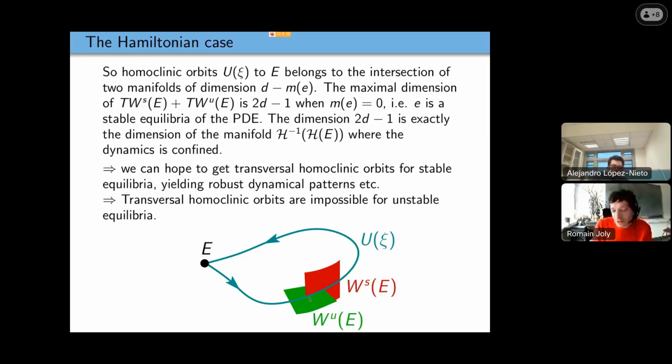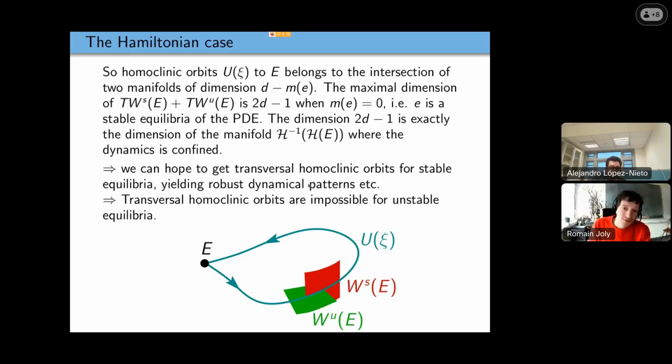So transversally just means that if you look at the tangent spaces, they generate the whole space. Okay, so the sum of the tangent spaces really generates the whole space. So this is the transversal intersection. Non-transversal means that you have more tangency and are missing directions in the tangent spaces. Okay, so you would like to have this transversal intersection.